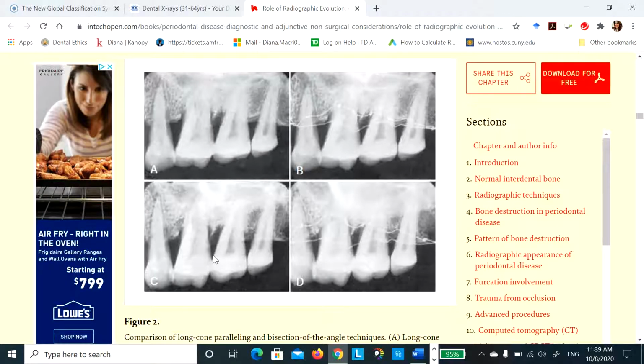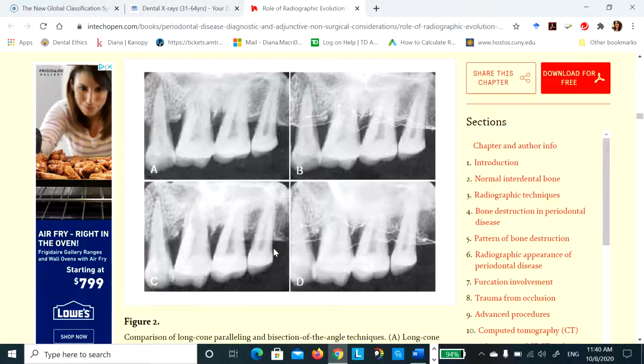Okay, I would put this somewhere around 60, maybe even 70% bone loss, because the apex of this tooth is right here. Here is the apex. So if you said 60 or 70, that's good enough for me. I just want you to see how severe that bone loss is.